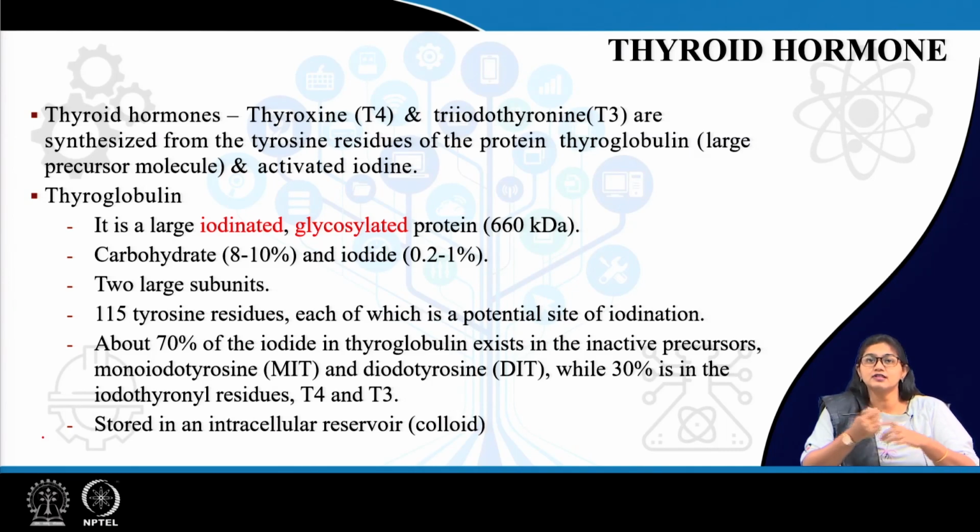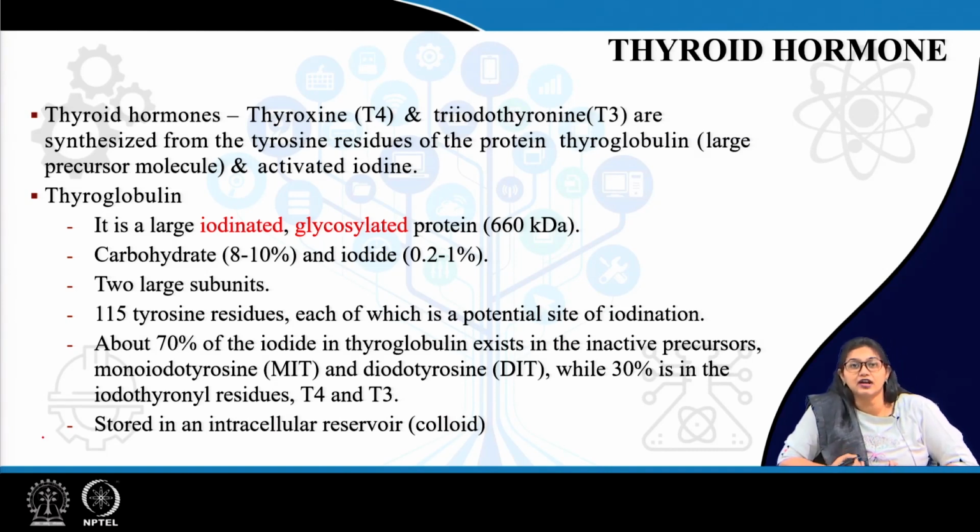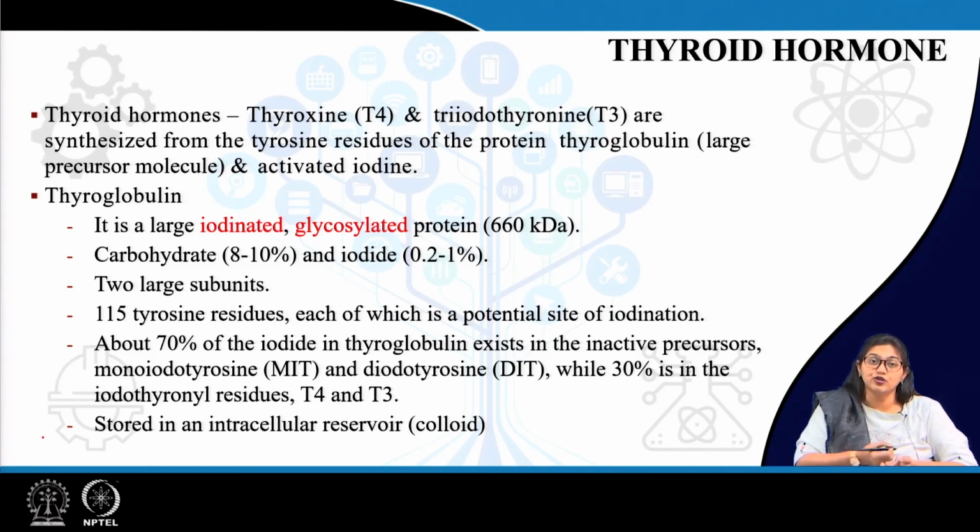So, there are two thyroid hormone molecules: thyroxine, which is T4, tetraiodothyronine, and T3, triiodothyronine. Remember, T4 is the tetraiodothyronine, T3 is the triiodothyronine. Why? We will discuss. Now, T4 and T3 are the thyroid hormones and they are synthesized from a protein. Thyroglobulin is a large precursor protein, and in this protein the tyrosine residues are important.